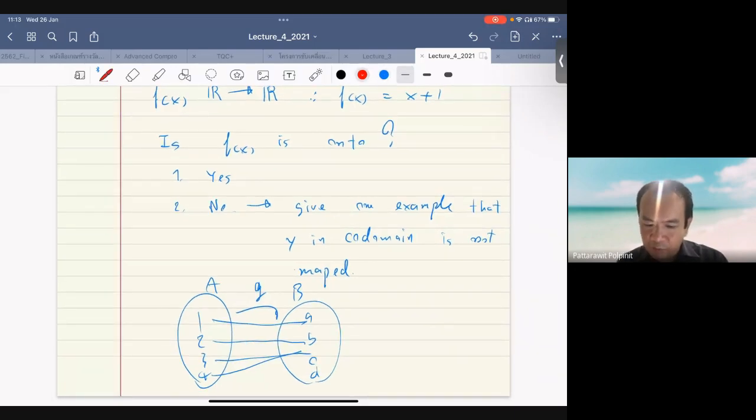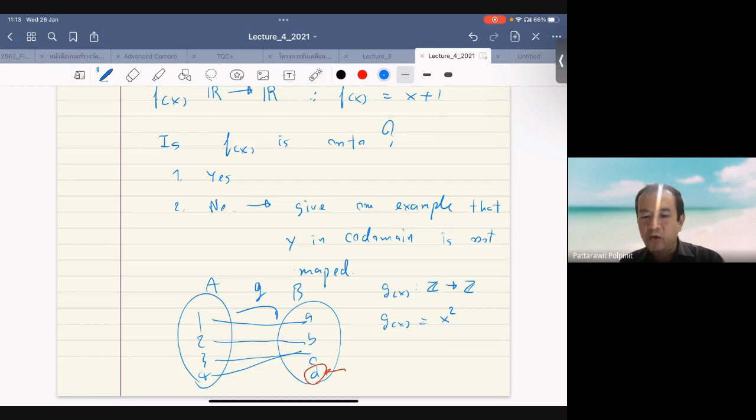If you can draw a diagram, you can say, oh, here it is, D is not mapped. So this one is not onto, okay? For example, let's see an example. Let's say that g of x is a function from integers to integers. G of x is equal to x to the power 2. The problem is, is this one an onto function?